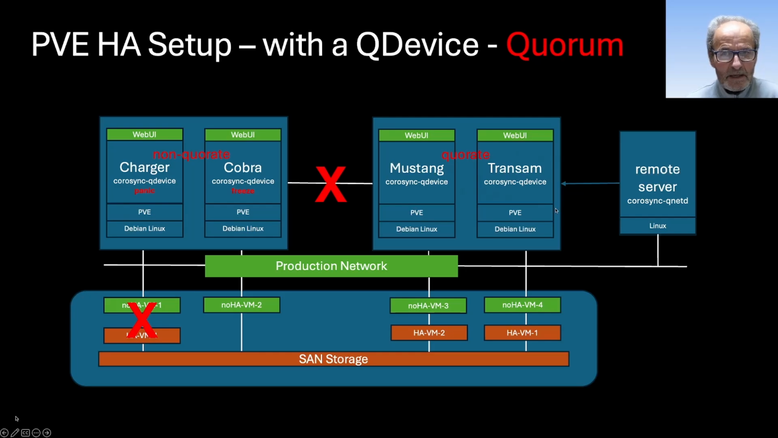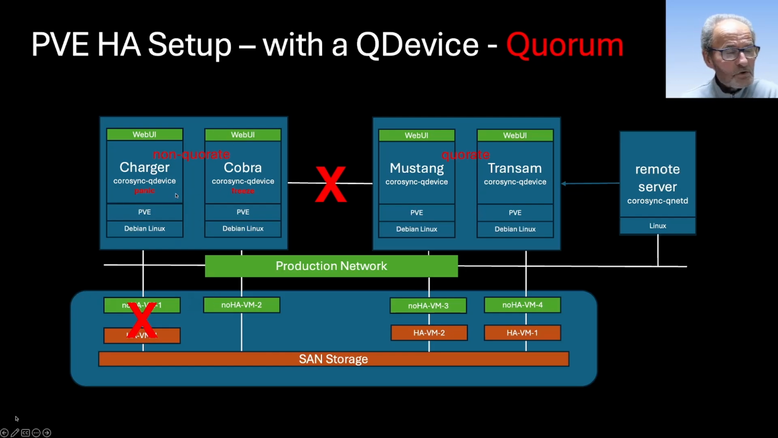I'm showing it as being Mustang or Trans Am, but equally it could have been Charger and Cobra. In the event that it was Mustang and Trans Am, they would now be in a Core 8 state. Charger and Cobra would be in a non-Core 8. In fact, the way they behave is identical to what we saw in our little demo a few minutes ago.